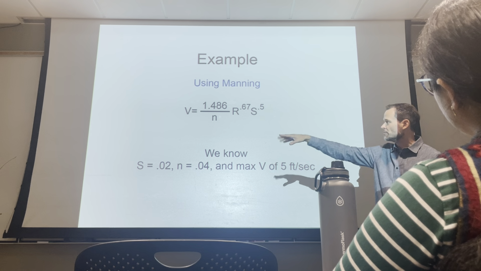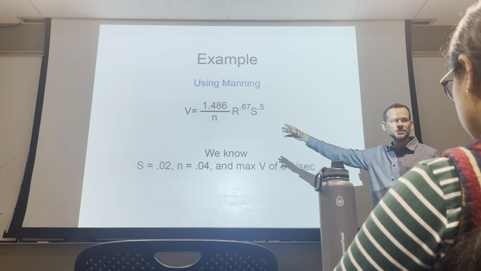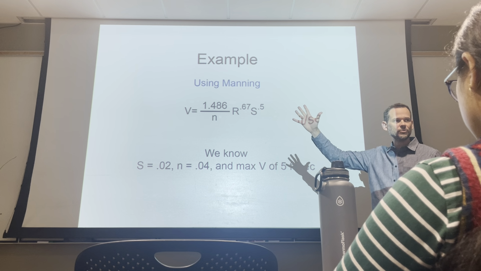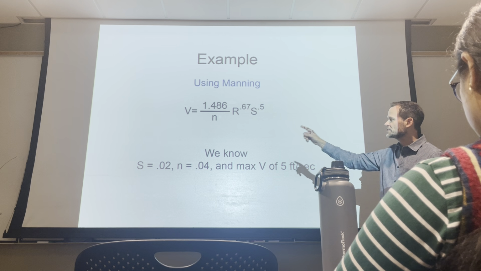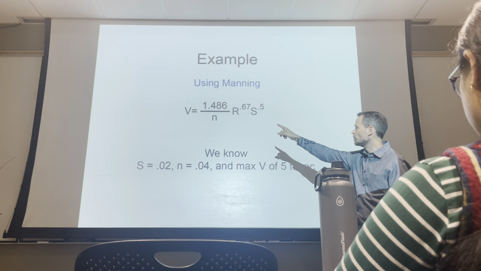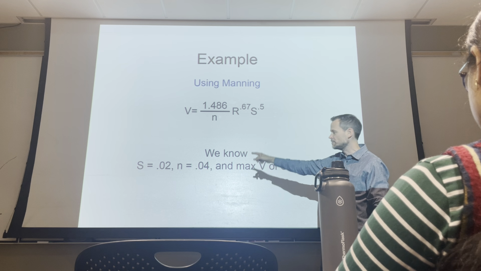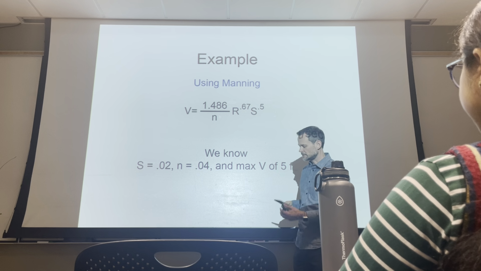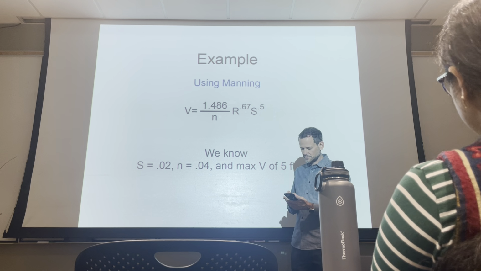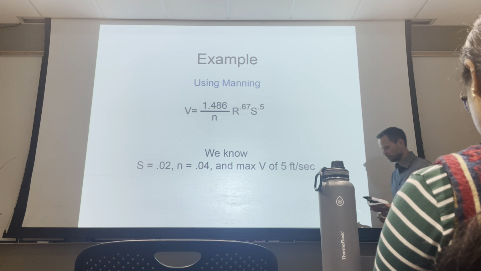Now that we have our numbers, what we're looking for is the velocity V to not exceed 5. Remember, 5 was the number where my site, my grassy swale, actually starts to erode. So I want V not to equal 5. If I take 1.486 and divide it by n, which is 0.04 because of our coefficient of roughness for the grass, 1.486 divided by 0.04 is 37.15.